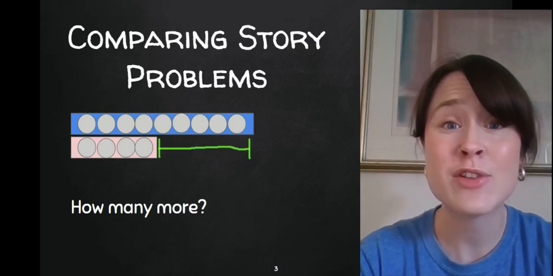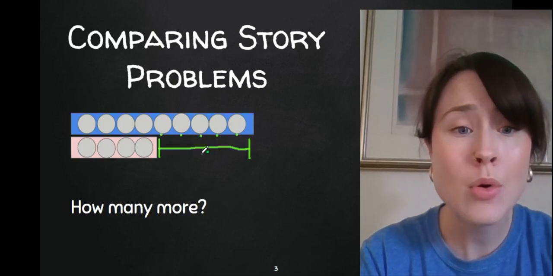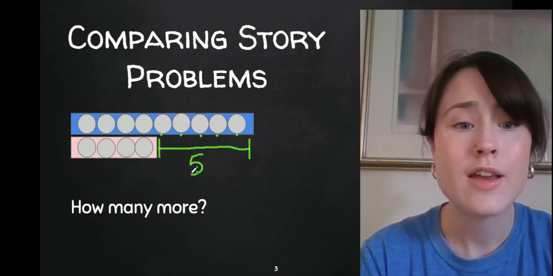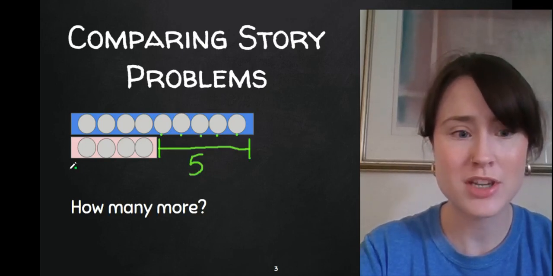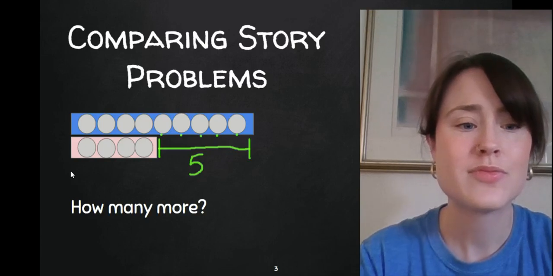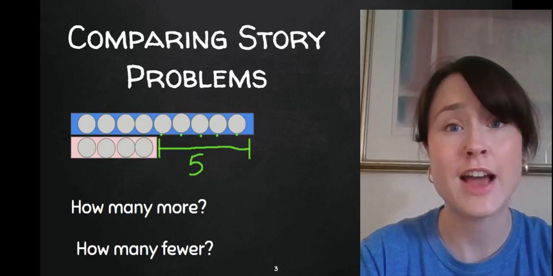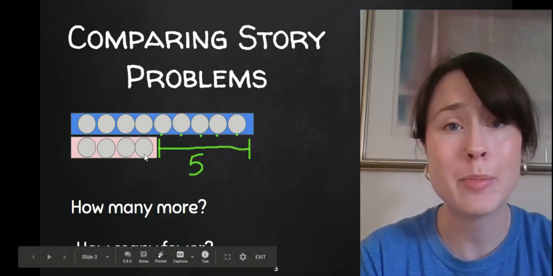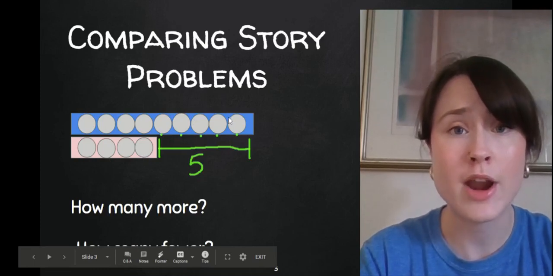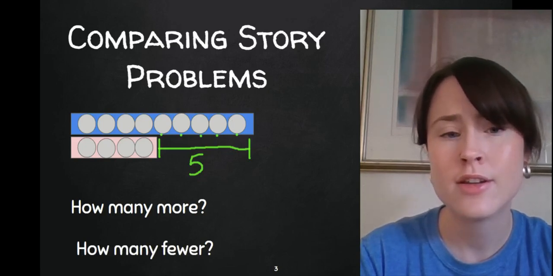Yeah, that's right. You can count that part that's extra. I see that there's 1, 2, 3, 4, 5 more of the blue bar. All right. Sometimes my teacher's going to ask me questions that say, how many fewer? Fewer is the mathematician word for less. So we could say, how many fewer circles are in the pink bar than the blue bar? What would our answer be? How many fewer are there?